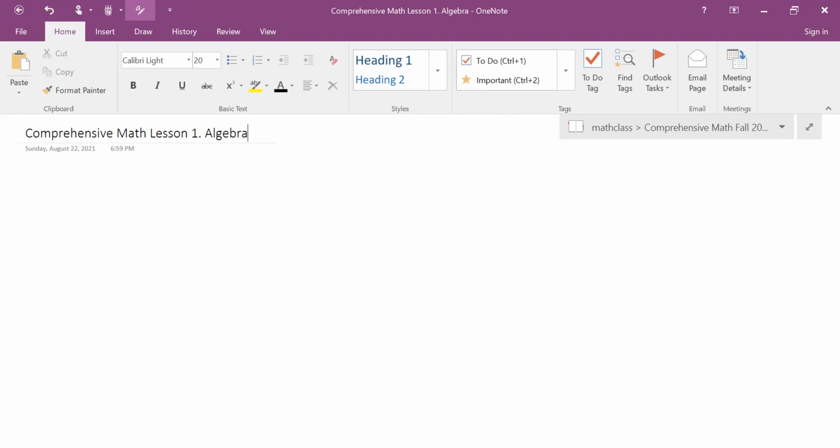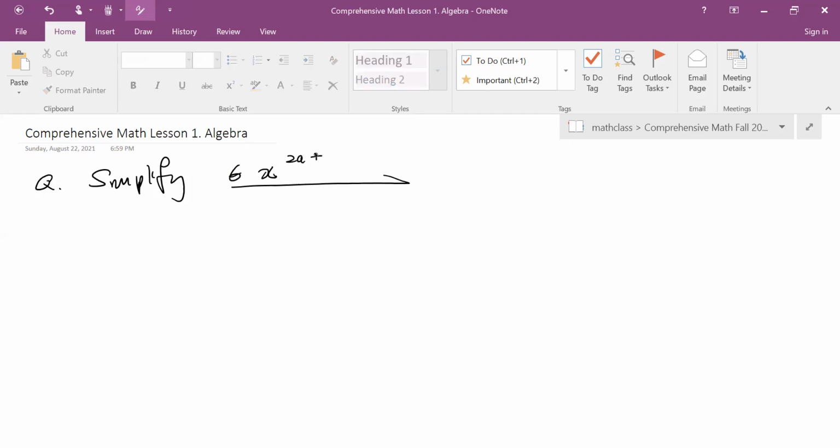All right, so the first problem we're going to discuss is to simplify the following expression: 6x to the 2a plus b minus c, and the denominator has 3x to the a plus 2b plus 3c. Now we're trying to simplify this expression. But what we should know here is the following formula.